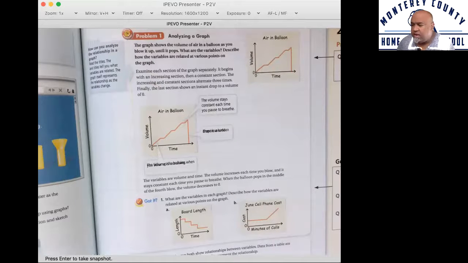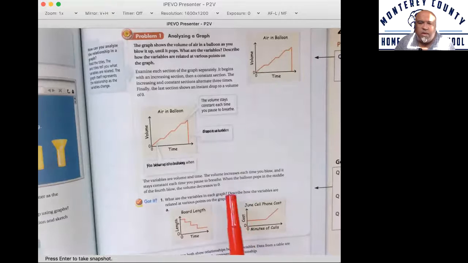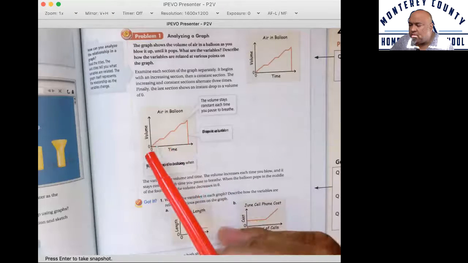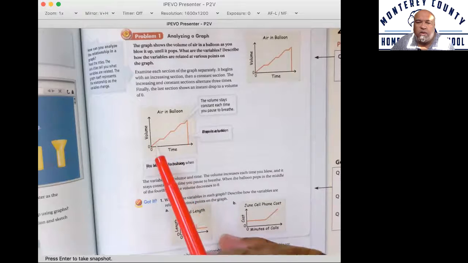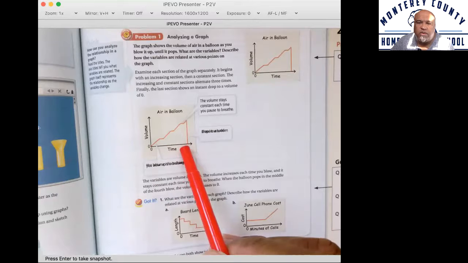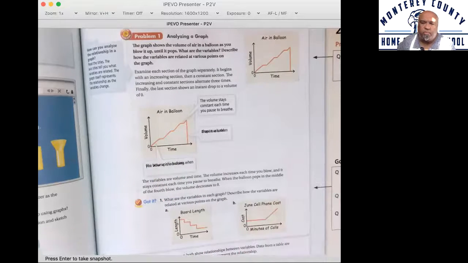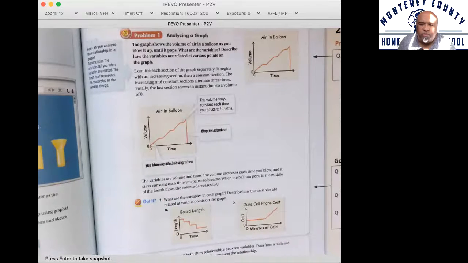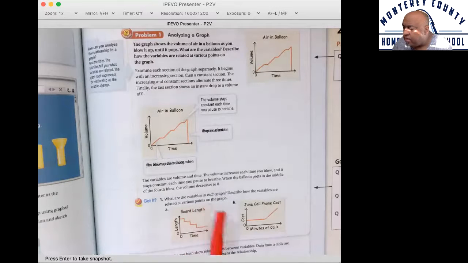Okay? Now, for some reason in my book, these words are messed up. I hate it when that happens. But the idea is the upper value here shows the volume or how much air is in the balloon. The horizontal line shows how much time it takes. Now, it didn't give a specific unit of time. It could just be a few seconds or whatever. But the idea is we're comparing the volume to the time. Now, what are the variables in each graph?